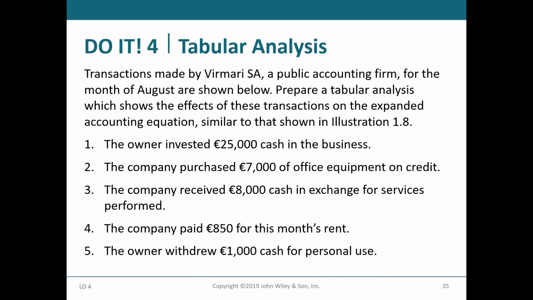Okay, let's try this example, tabular analysis. Transactions made by Vermeer SA, a public accounting firm, for the month of August are shown below. Prepare a tabular analysis which shows the effects of these transactions on the expanded accounting equation, similar to that shown in illustration 1.8. The owner invested 25,000 cash in the business. The company purchased 7,000 of office equipment on credit. The company received 8,000 cash in exchange for services performed, and the company paid 850 for this month's rent. The owner withdrew 1,000 cash for personal use.